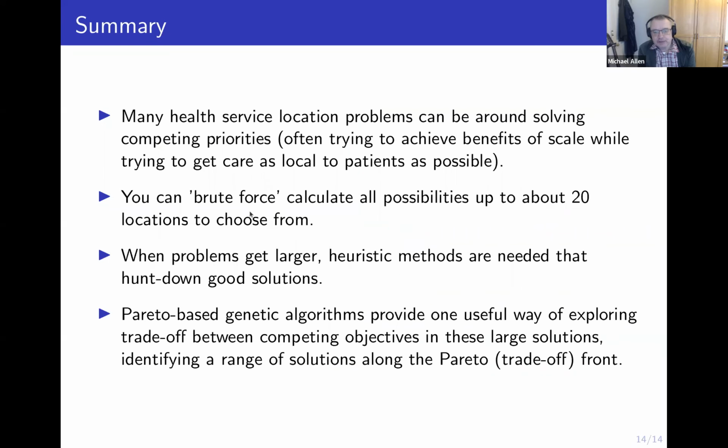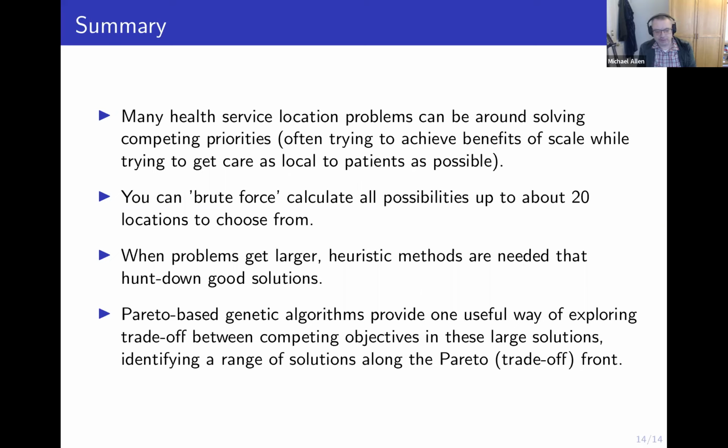So just in summary, a lot of healthcare problems, we find location problems, are about solving or exploring at least competing priorities. You're often trying to achieve the benefit of scale or trying to get care as local to patients as possible. And the two are often, not always, but often, fight against each other. You can use brute force to calculate all possibilities up to about 20 locations to choose from. That's about 1 million possibilities to calculate, which is not too scary. But then you add 2 more and you're up to 4 million, and you add another couple more and you're up to 16 million. So this is where the scales get extreme.